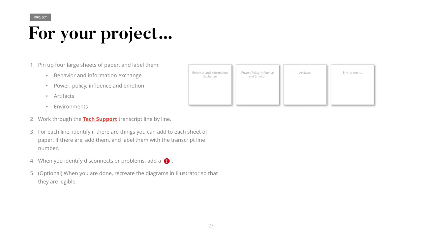Does it have anything to do with power, policy, influence, and emotion? If it does, add it to the diagram. If not, skip it. You'll see how over time you'll start to populate all 4 diagrams with all of the content from the transcript. And again, this is going to take quite a long time, but persevere. I promise that it's worth it.